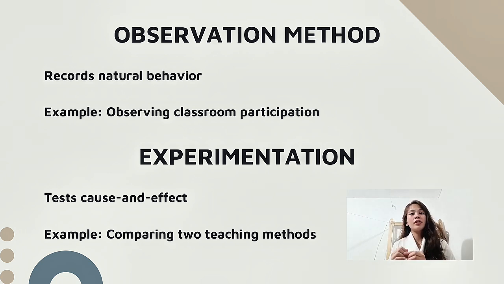Experimentation. Test cause and effect. For example, comparing two teaching methods. So experiments are used when researchers want to test cause and effect relationships. For example, comparing two teaching methods to see which one results in better students' performance. Experiments give strong evidence but require careful control of variables.